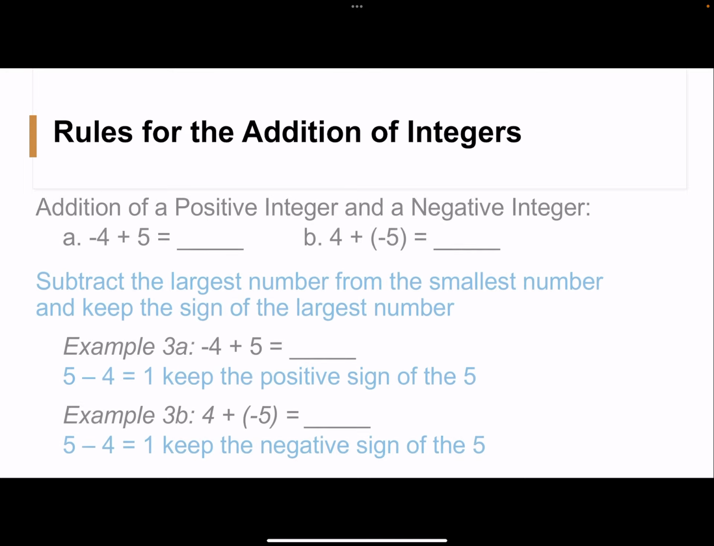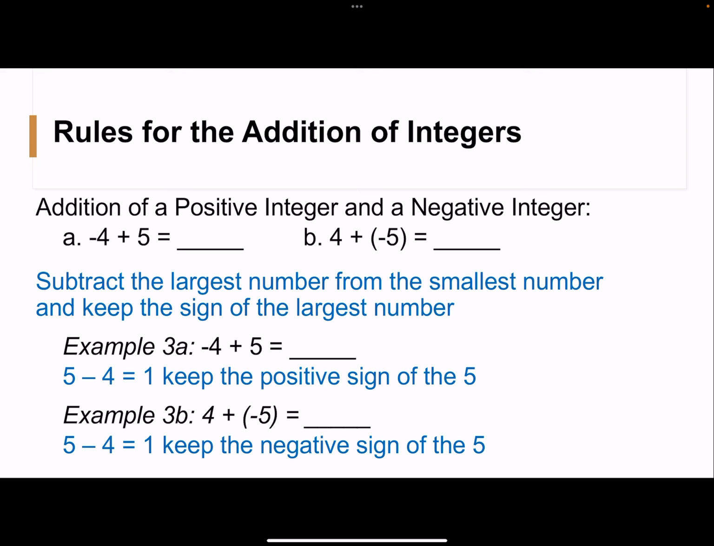The one that they typically may have a problem with or are going to struggle a little bit more with is when you're adding a positive and negative integer. The rule for that is we're going to subtract the smallest number from the largest number and keep the sign of the largest number. So I've written two examples out here for you. So we're going to start off with example 3A. Example 3A says -4 plus +5.